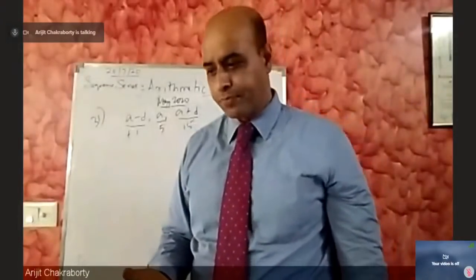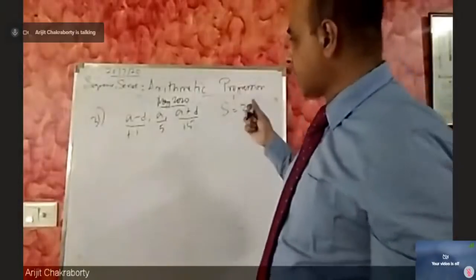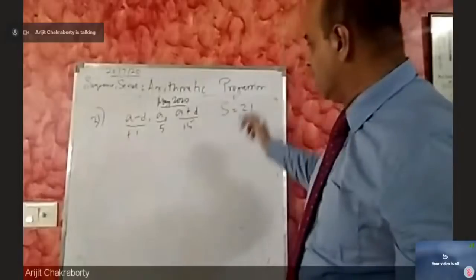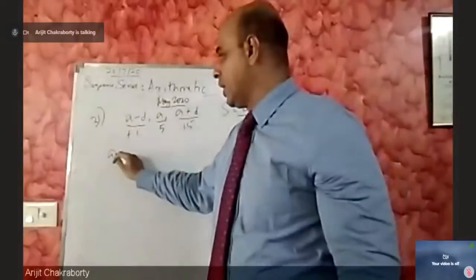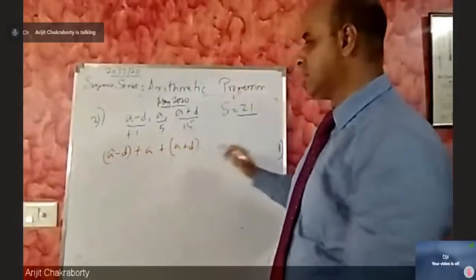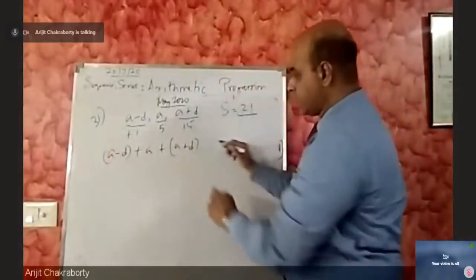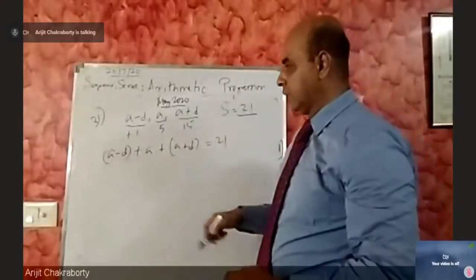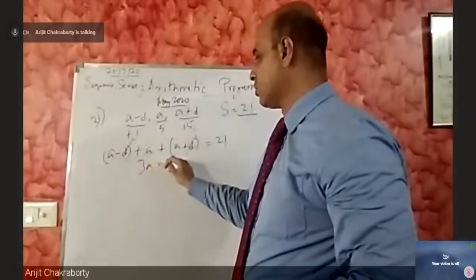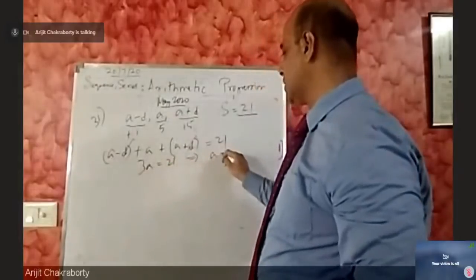Okay. So let us assume the numbers are A minus D, A and A plus D. First of all, the sum is 21. So A minus D plus A plus A plus D, the sum of the three numbers, is 21. So minus D plus D cancels out. You get 3A equal to 21. That means A is equal to 7.